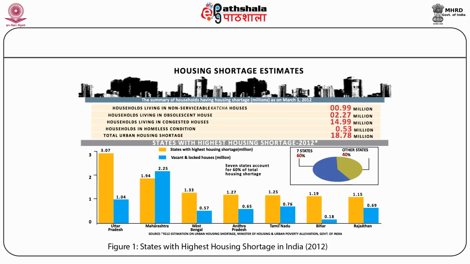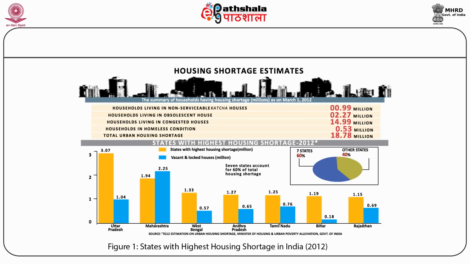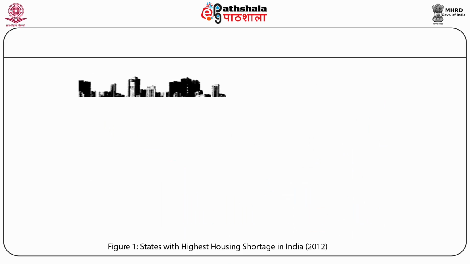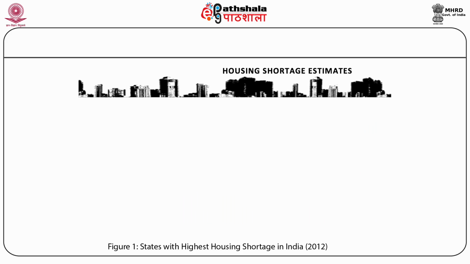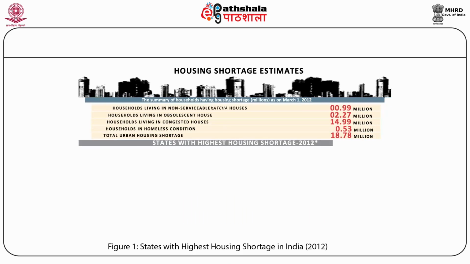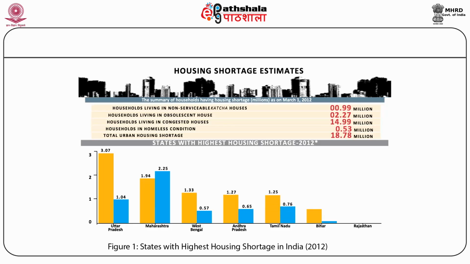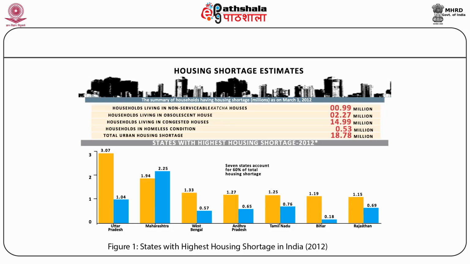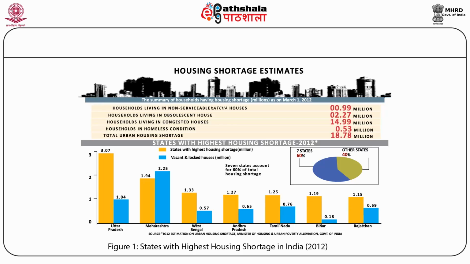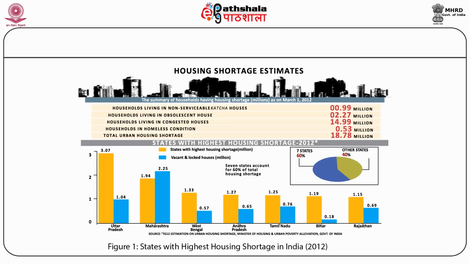In the figure, we can note that in Maharashtra, the housing shortage is the second highest in the country after Uttar Pradesh, and this shortage is that of 1.94 million houses, but at the same time, we have about 2.25 million vacant and locked houses in the state. Such a mismatch clearly shows unequal distribution of property in the country.